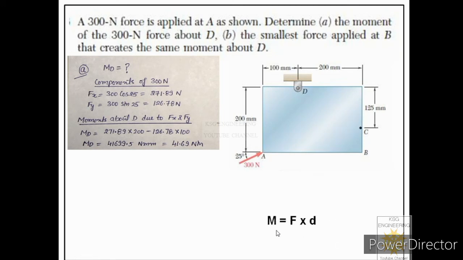So we have the formula of moment as F into D. Now in this particular B part, he is saying the smallest force applied at B, which we have to find, that creates the same moment. What is the same moment? This moment. So what he wants is that the left hand side of the equation, that is moment, should remain the same, but on the right hand side the force should be minimum. So if you want to keep moment the same and you want to reduce force to minimum, then we have to increase this to maximum. Only then will left hand side be equal to right hand side.